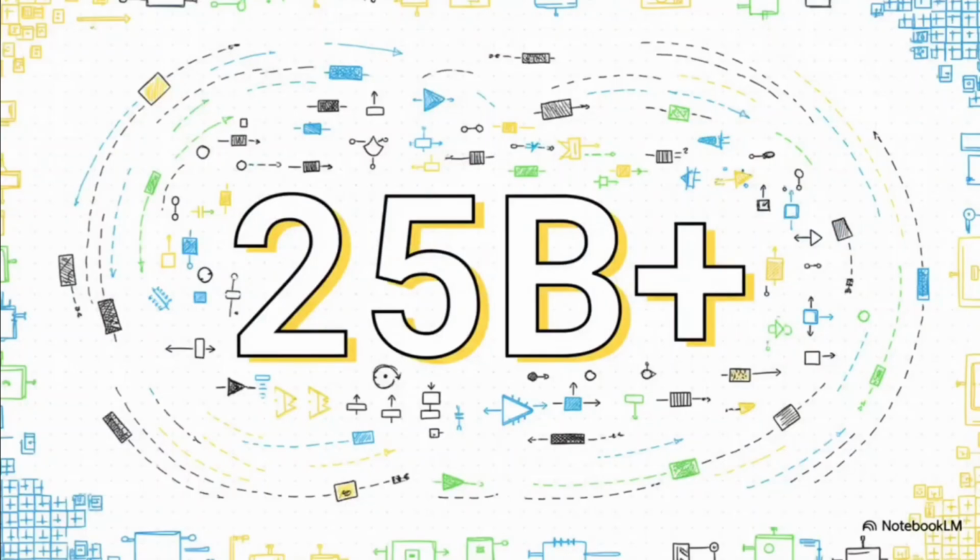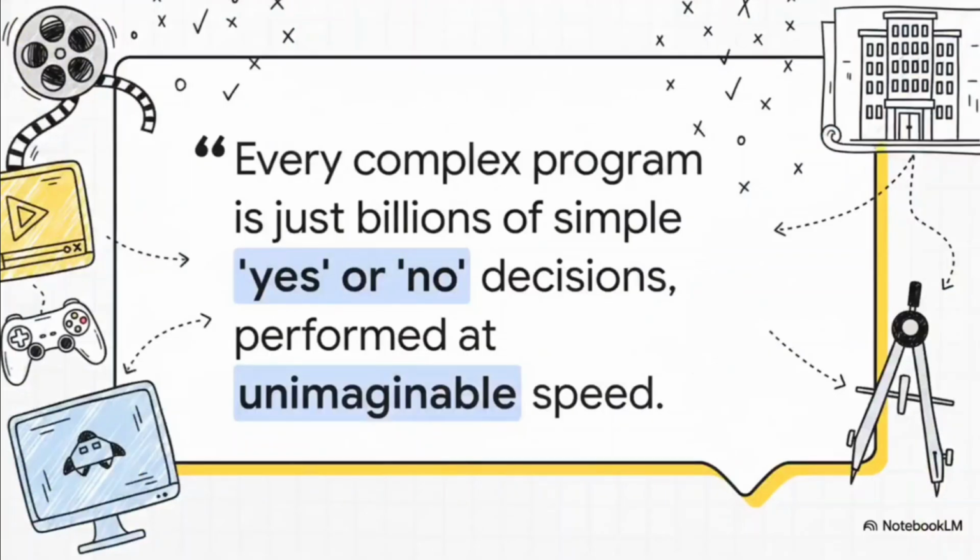And how many are we talking about? The scale is just staggering. A logic gate is built from a few tiny electronic switches called transistors. A single modern computer chip can have over 25 billion of them, each one ready to perform its simple calculation in a fraction of a nanosecond. And that's really the ultimate takeaway. Whether you're editing a video, playing a game, or designing a building, it all boils down to the same thing: billions of incredibly simple yes or no decisions, happening so fast they create the illusion of complex intelligence.